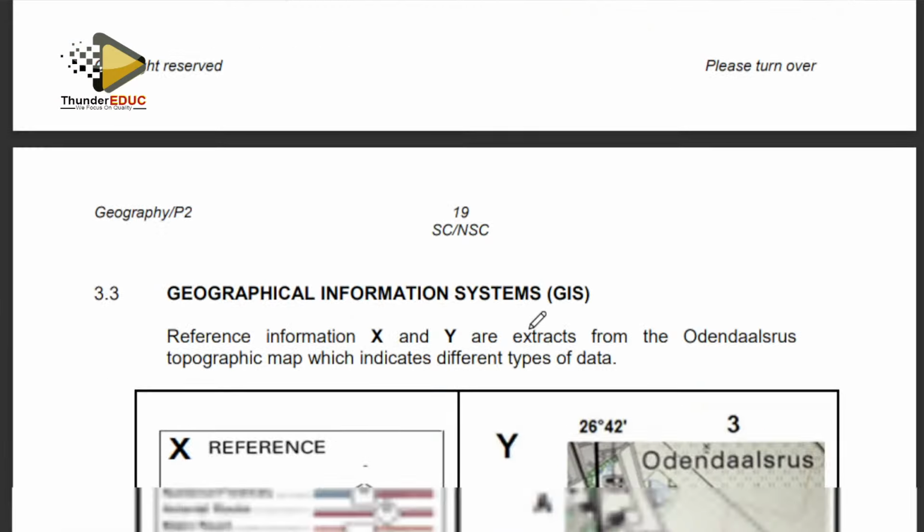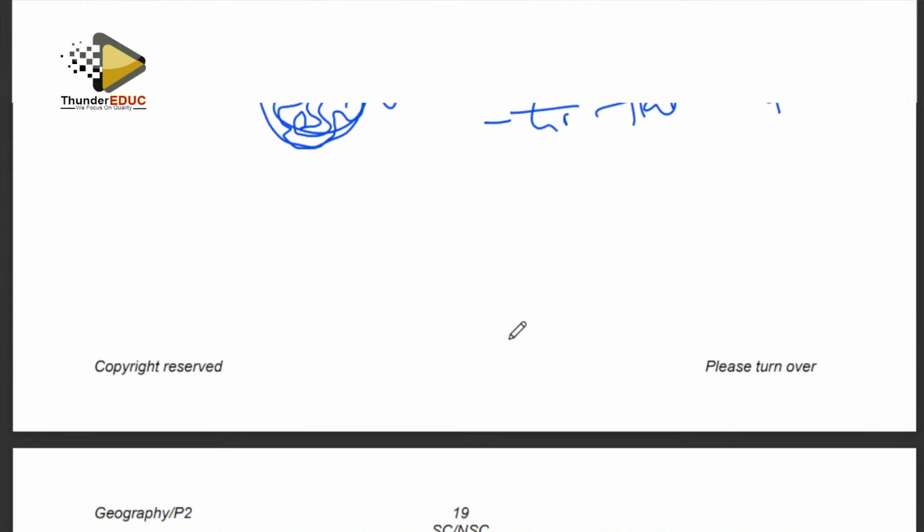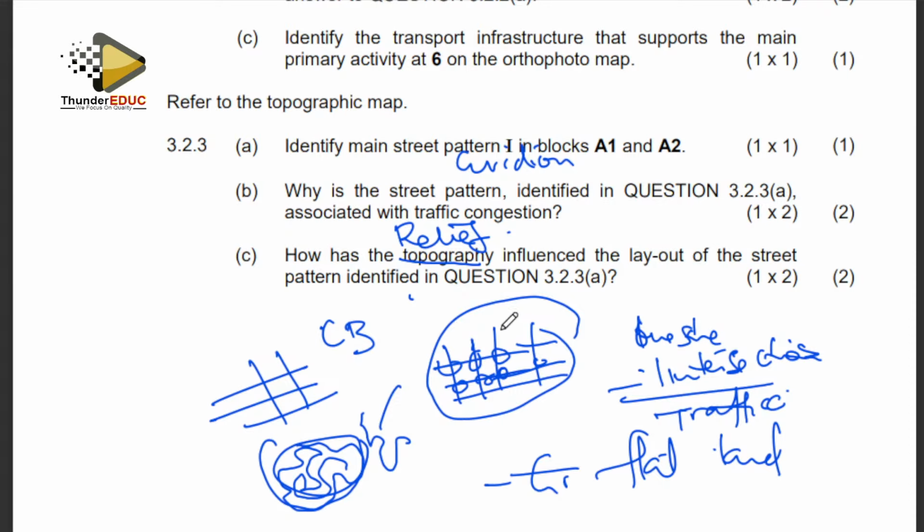All right, we go on to the next question. Now we're done with interpretation. Remember, the interpretation questions you're going to face cover all the topics you have covered. It can come with a topic from geomorphology, settlement, or economic geography.